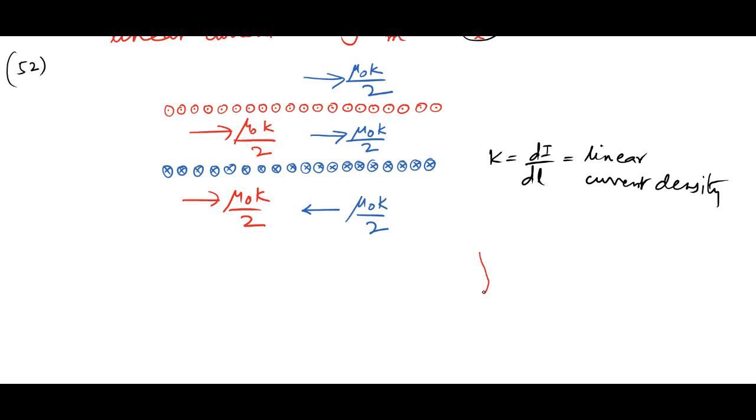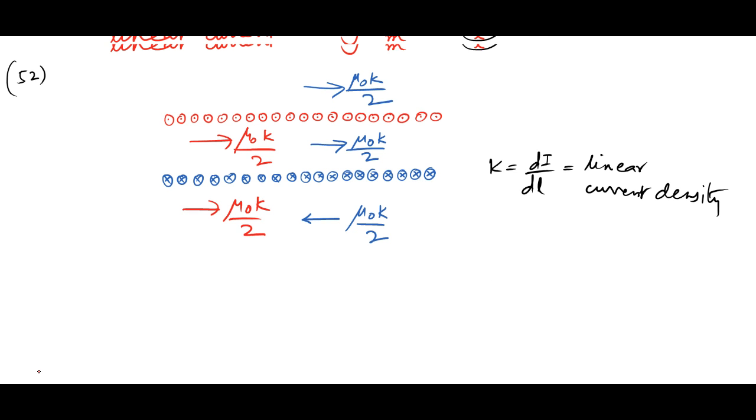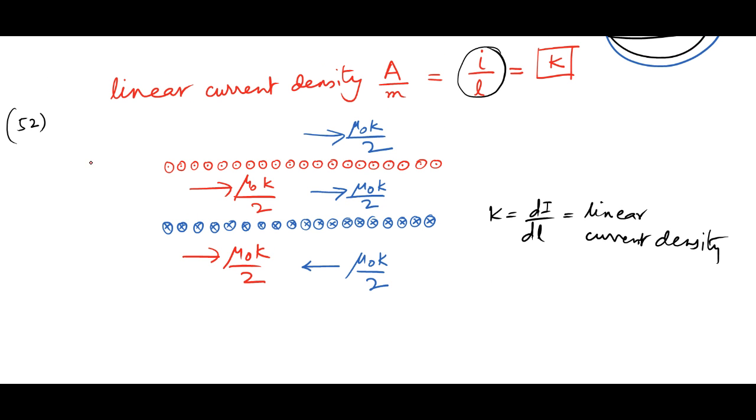On the other hand, the field contribution by the upper plane in the region above it is going to be uniform mu naught k by 2, but towards the left. Now let's read the question ahead. You have to find the magnetic field at the points P is over here, Q is somewhere in between the planes, and R is over here.